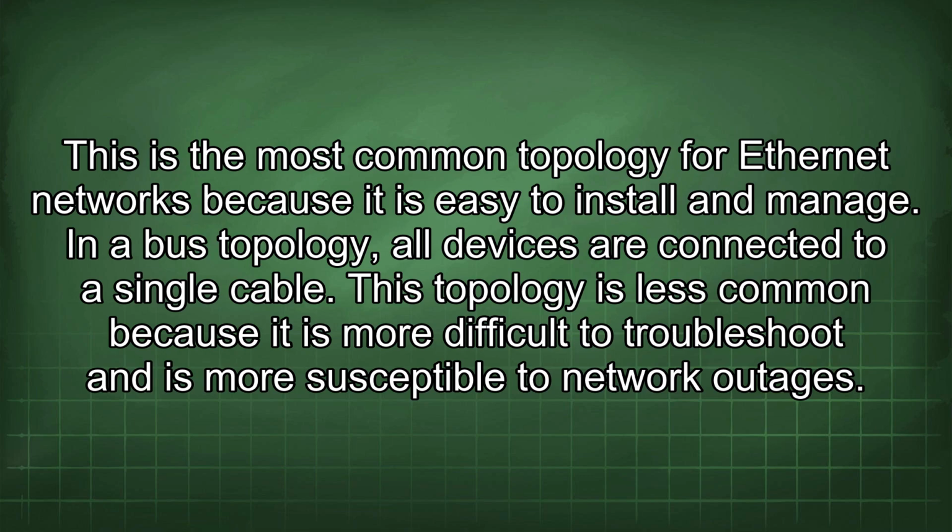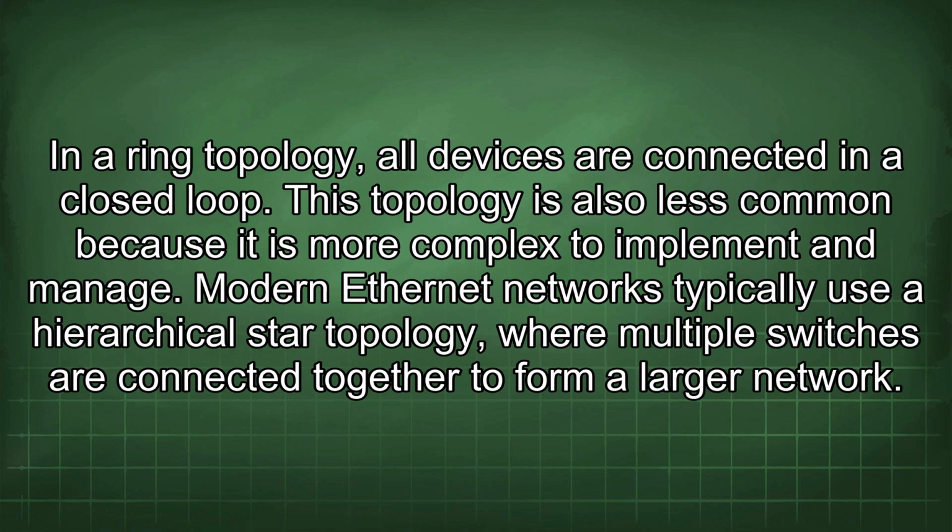In a bus topology, all devices are connected to a single cable. This topology is less common because it is more difficult to troubleshoot and is more susceptible to network outages. In a ring topology, all devices are connected in a closed loop. This topology is also less common because it is more complex to implement and manage.